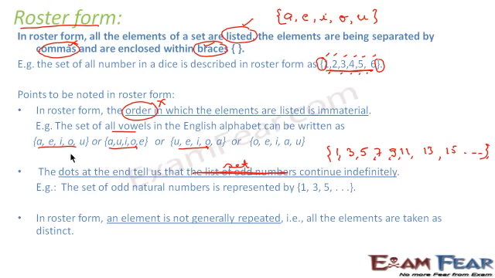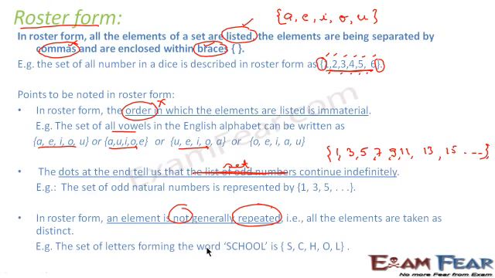Similarly, in roster form, generally the element is not repeated. For example, when we want to form a set of the letters forming school, we see here S, C, H, O, L. These are the only 5 distinct letters. O is twice. So when I say the set of letters forming school, I have included O only once, not twice. So that means in roster form, the element is generally not repeated.